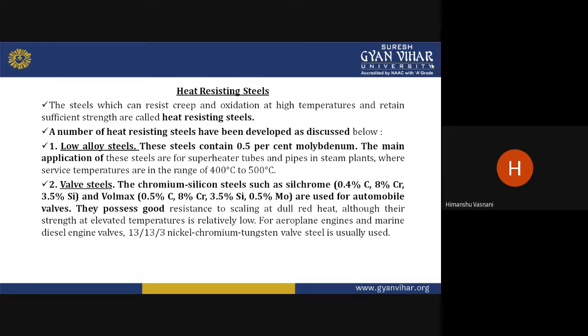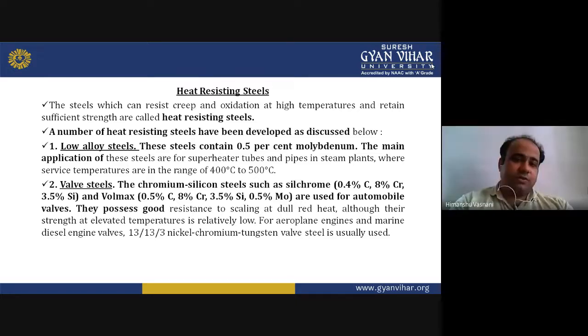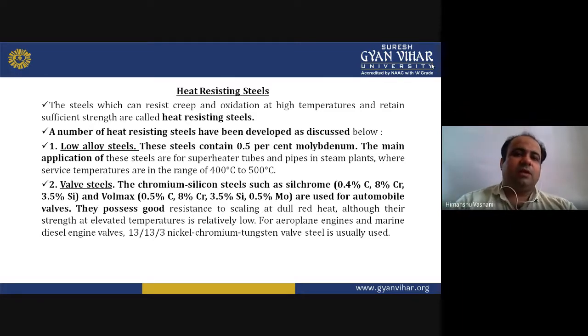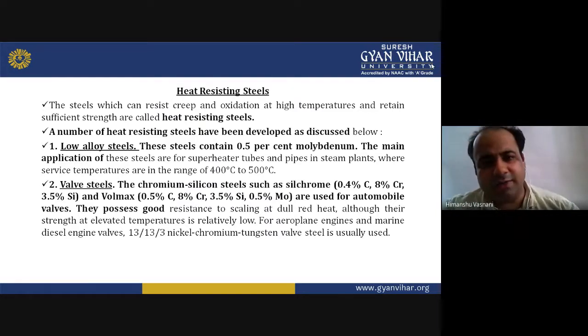I repeat once again, the first type of heat resistant steel is low alloy steel, and it has around 0.5% of molybdenum. It has applications like superheated tubes and pipes in steam plants, where the service temperatures are in the range of 400 degrees centigrade to 500 degrees centigrade.